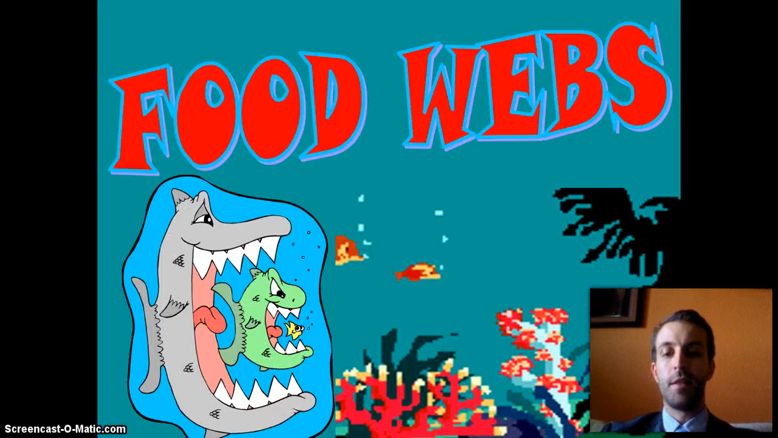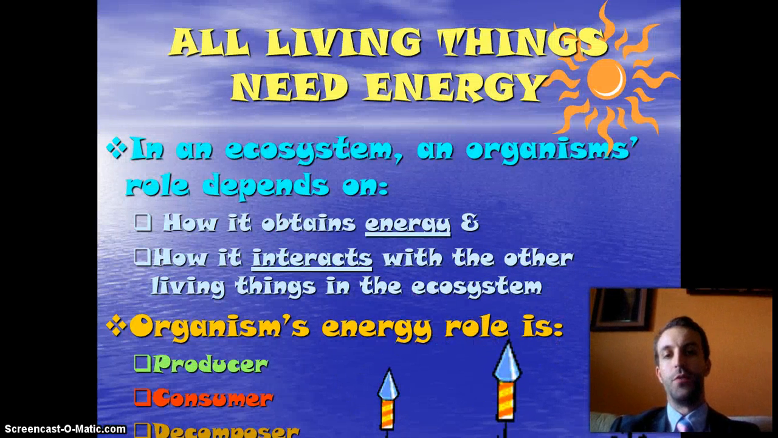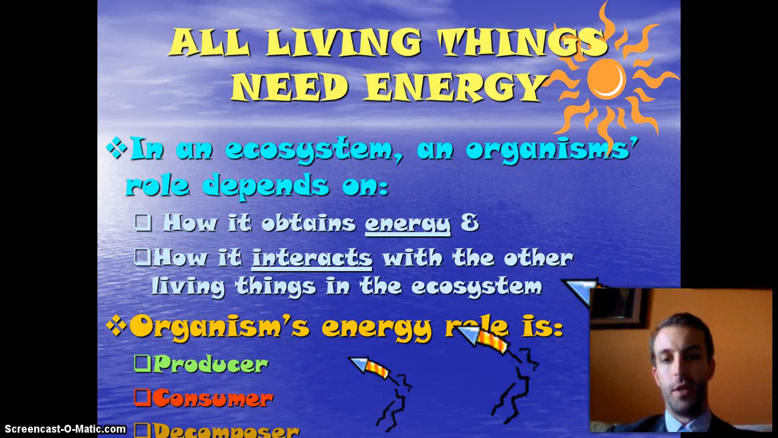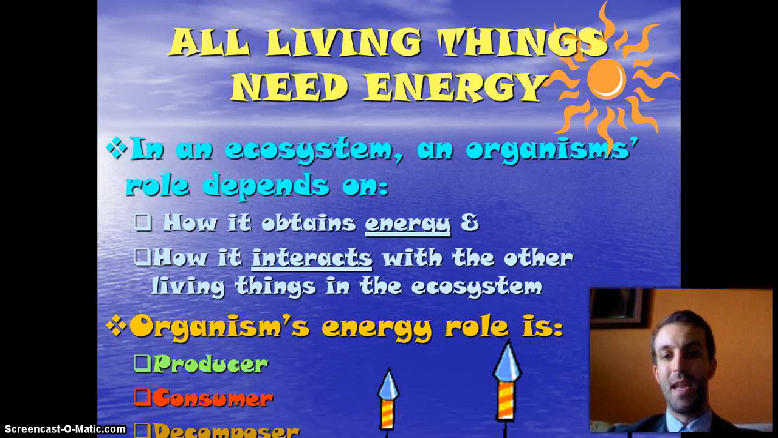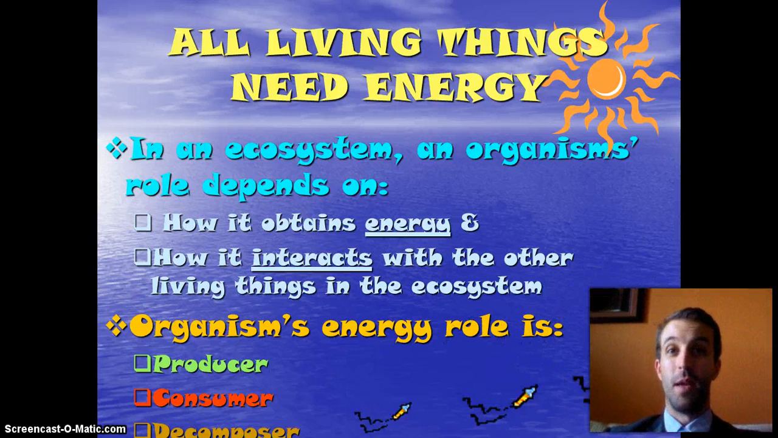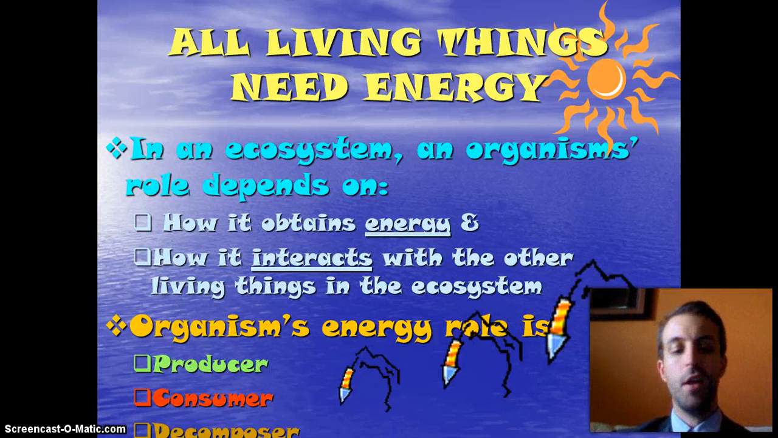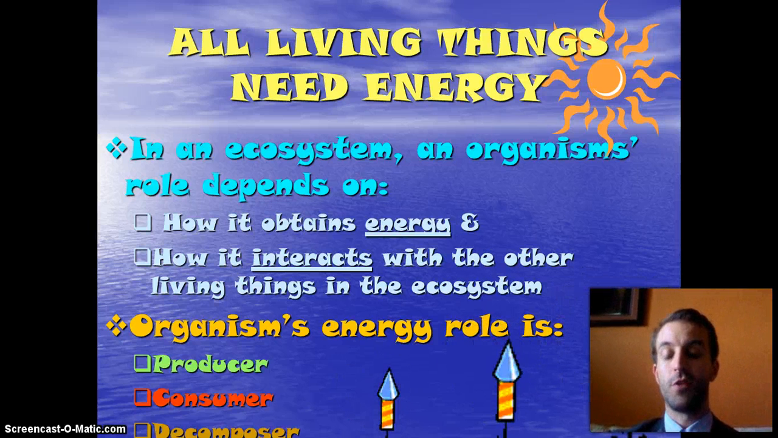Now, we talked about this a little bit in class, all about food webs. Whatever your role is in a food web, all living things need energy. Your role depends on how you obtain energy and how you interact with other living things in the ecosystem. You will either be a producer, that is to say you only produce, you're a flower, you're a tree, you're a grass. You're a consumer, you eat one of these things, or you're a decomposer in that you eat everything after it dies.